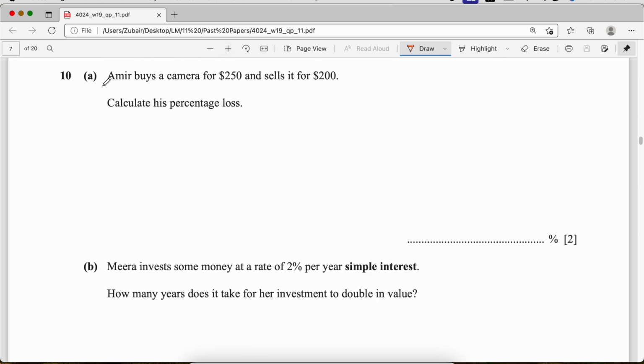Question number 10 says, Amir buys a camera for $250 and sells it for $200. Calculate the percentage loss. So he lost $50 and he purchased it for $250, times 100. So that's 20% loss.